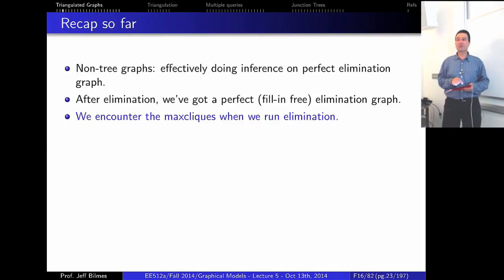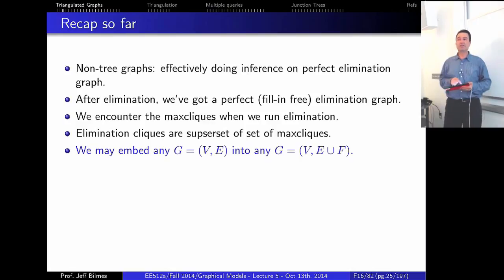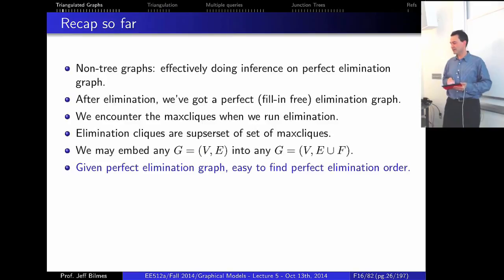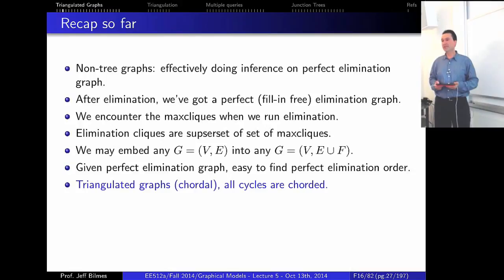We encounter all of the max cliques when we run elimination, and they're fairly easy to acquire. The elimination cliques are a superset of the set of max cliques. The elimination cliques are the set of cliques that we encounter during elimination. The max cliques are a subset of the set of elimination cliques. We can embed any graph into a graph that has more edges, like for example, the graph that results by fill-in. If we've got a perfect elimination graph, it's easy to find a perfect elimination order. We just keep eliminating simplicial nodes.